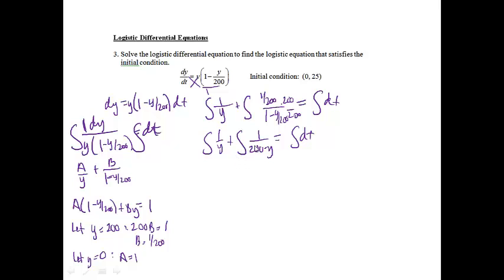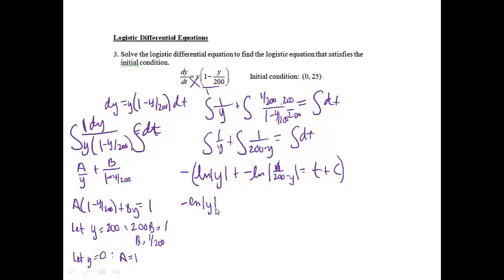And now I'm ready to go ahead and take the integral. The integral of 1 over y will be the natural log of y. And then on this one, the integral of 1 over (200 minus y) is going to be negative the natural log of 200 minus y, sorry about that. And then equals the integral of dt, which will just be t plus C. And then one thing that I did suggest that you do in this one is to multiply through by a negative, and we'll find out why we did that in a minute.